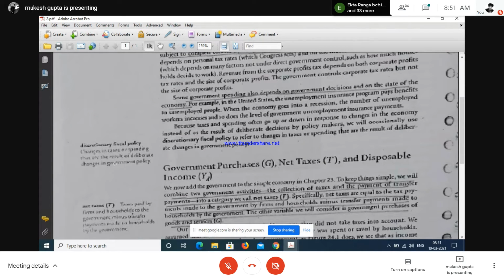Here we are considering the case of the lump sum tax. What is a lump sum tax? A lump sum tax is independent of the level of income. It is not like the progressive tax, where the tax rate changes with the level of income. It is a fixed amount of tax revenue that is collected. So this is the case, a very simple scenario.